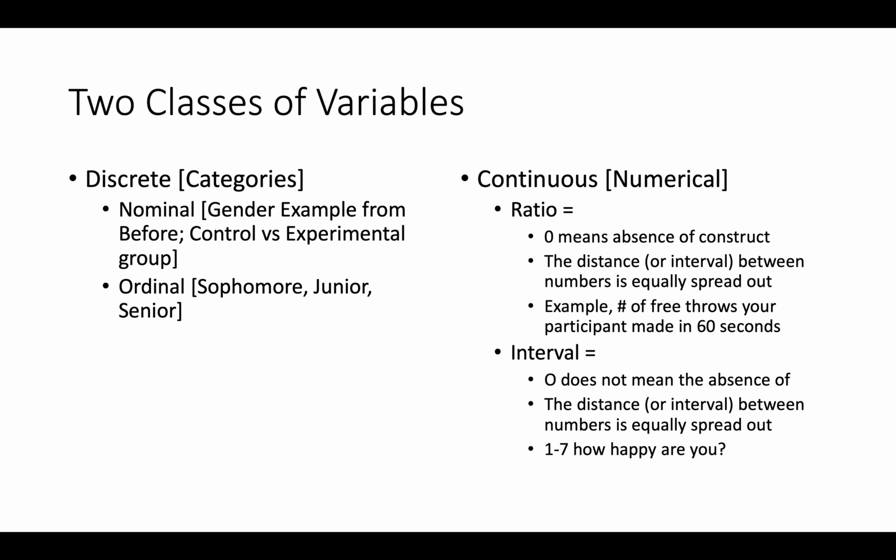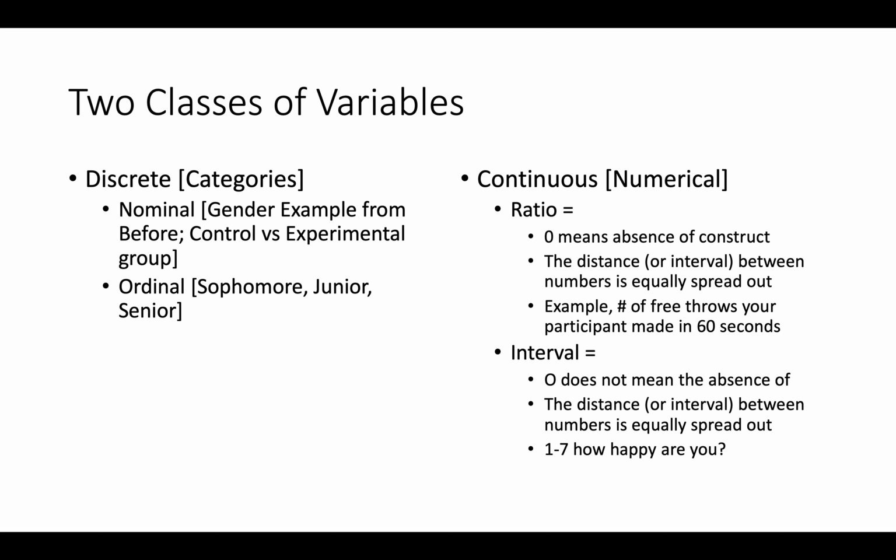Now, I want you to focus on interval and ordinal, the two bottom ones. This is where your explanation really matters. I see the overlap here. Let's take that 1 to 7 happiness scale.